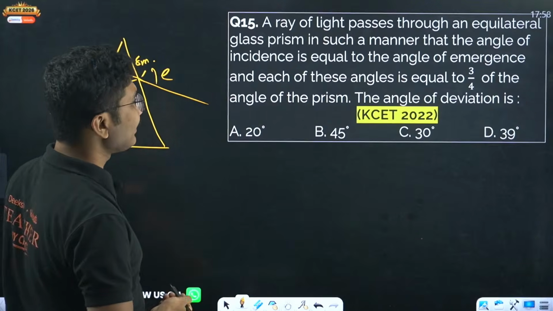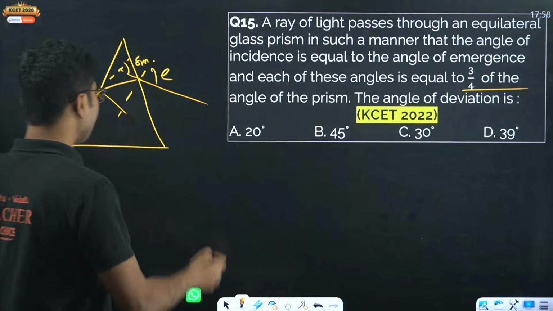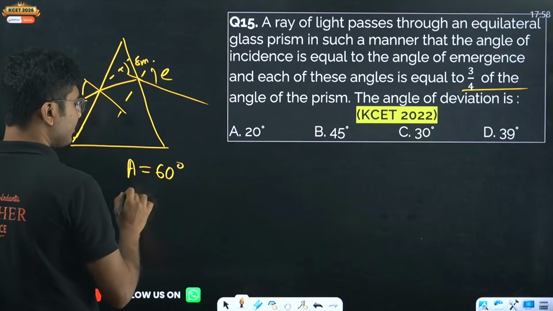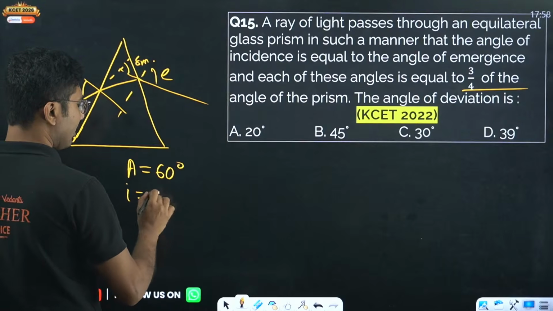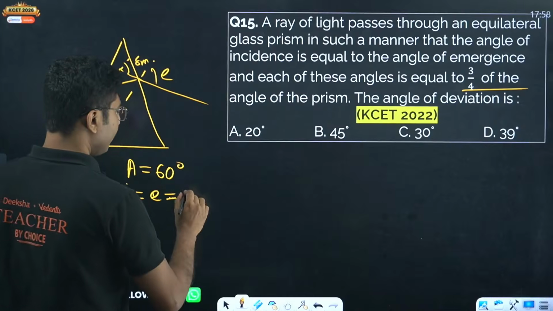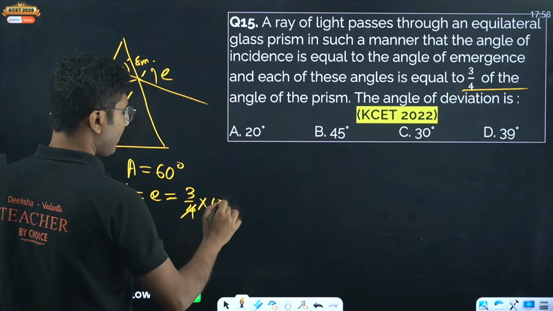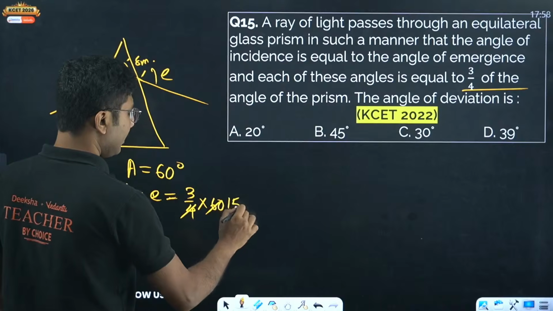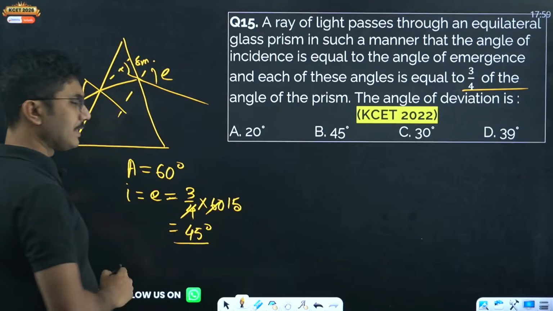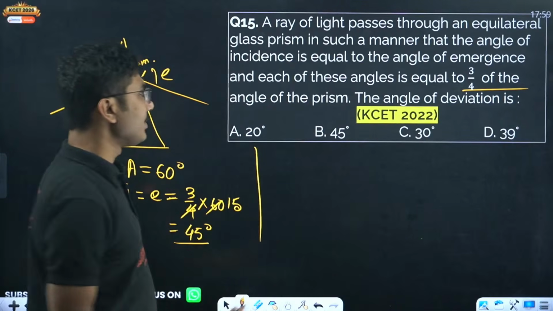What else is given? That each of these angles is 3/4 of the angle of the prism. Equilateral triangle means the angle of the prism is 60 degrees. So angle of incidence equals angle of emergence equals 3/4 of this. So 3 by 4 into 60, that is 45 degrees. So angle of incidence and angle of emergence both are 45 degrees. So what is the angle of deviation?